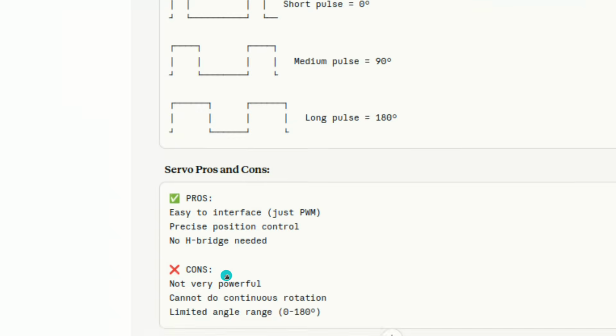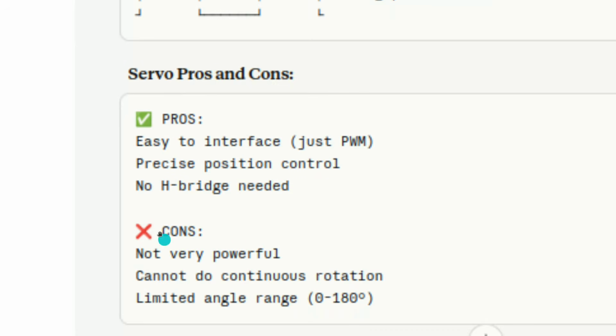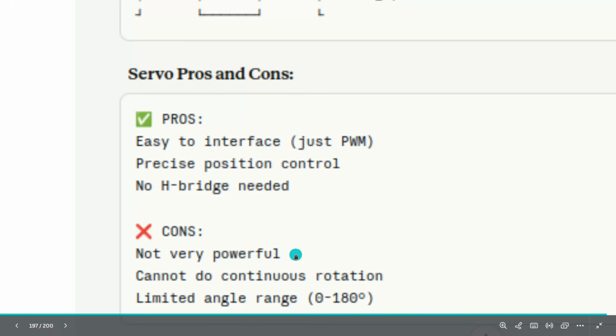Now let's see. It is easy to interface because it is just PWM. Precise position control, no H bridge needed. Here, no H bridge is there, and the position is precisely controlled. It is easy to interface. Now, it is not very powerful. It cannot do continuous rotation like this. There is a limited angle range. It is not that powerful, but it is easy to interface.